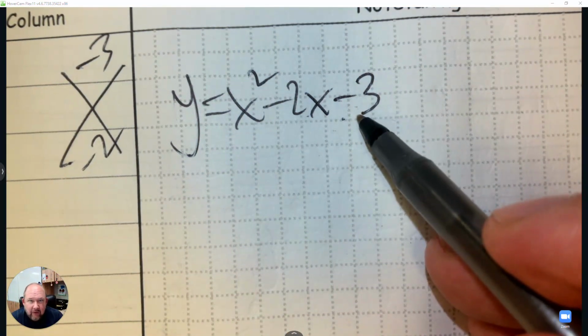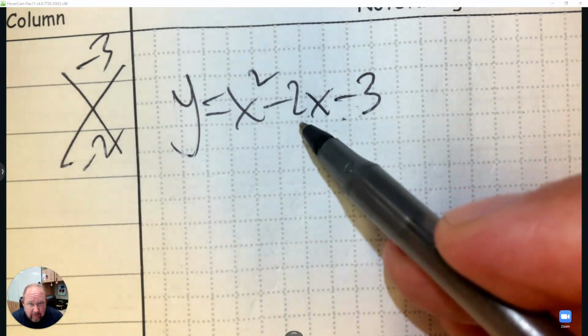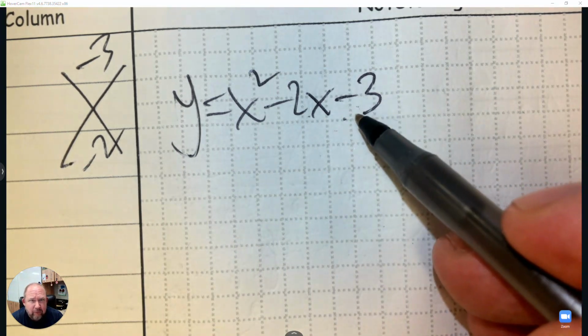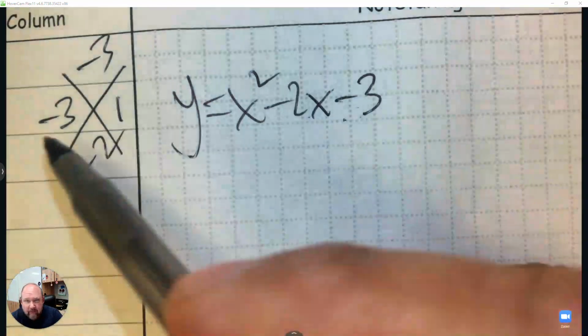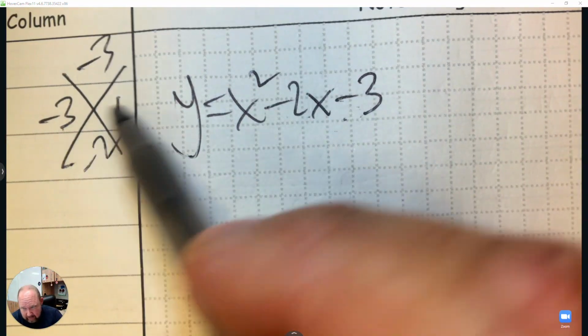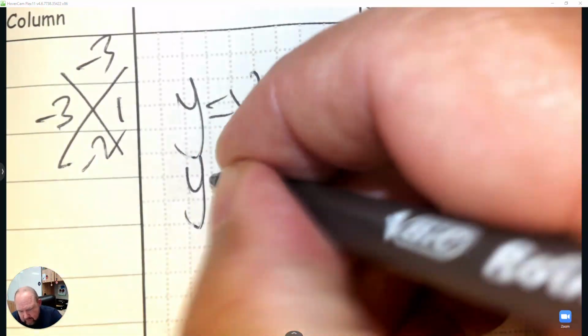So what 2 numbers multiply? When you factor, you change this into a product instead of being expanded. What 2 numbers multiply to -3 and add to -2? So we find those 2 numbers. So -3 times 1 and -3 plus 1, it fits. Use parentheses.